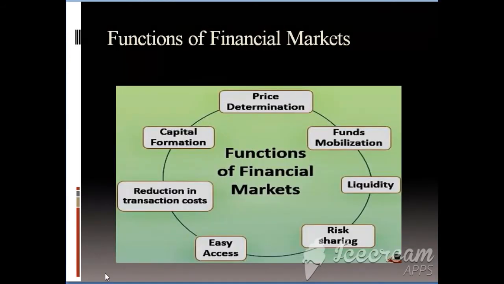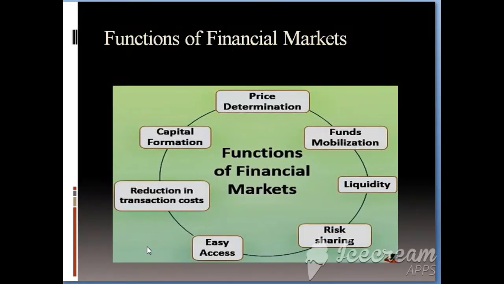Now we are going to discuss the functions of financial markets. Financial markets help in the determination of prices of products. Demand and supply factors in the financial markets help in determining the prices. If the demand for a product is high and supply is less, then obviously the price of the product will go high. And if the demand is less and the supply of a product is high, obviously the price of the product will go down. So this way it helps in determination of prices.